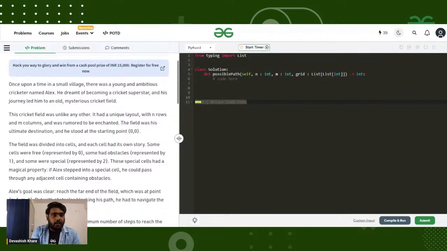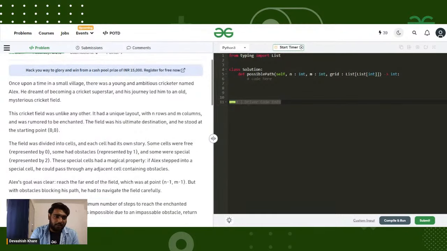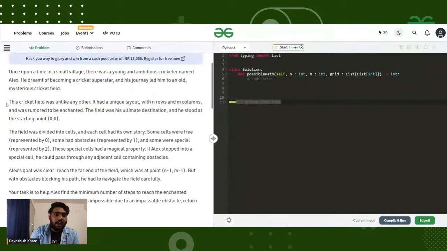Thanks. Let's read the problem. The problem is really exciting. The name of the problem is the Cricket Field Scale. Once upon a time in a small village, there was a young and ambitious cricketer named Alex. He dreamt of becoming a cricket superstar, and his journey led him to an old mysterious cricket field. And this cricket field was unlike any other.